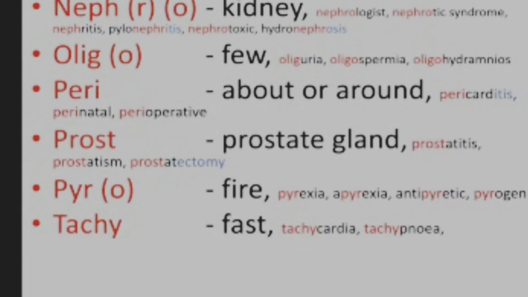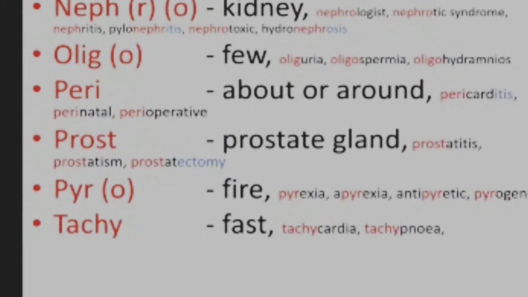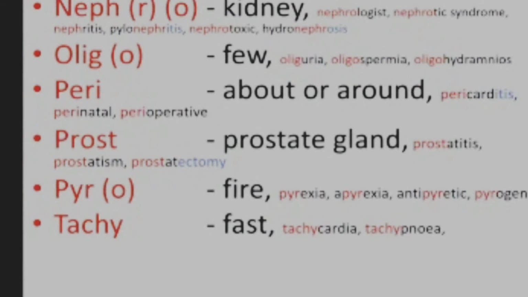Nephritis is inflammation of the inside of the kidney. Pyelonephritis, nephrotoxic, and toxin accumulation inside the kidney. Hydronephrosis. Now, oligo has something to do with number. It's few, like oliguria. I mean, like there isn't enough urea, I mean uric acid or urea. Oligospermia, the count of sperm in men.